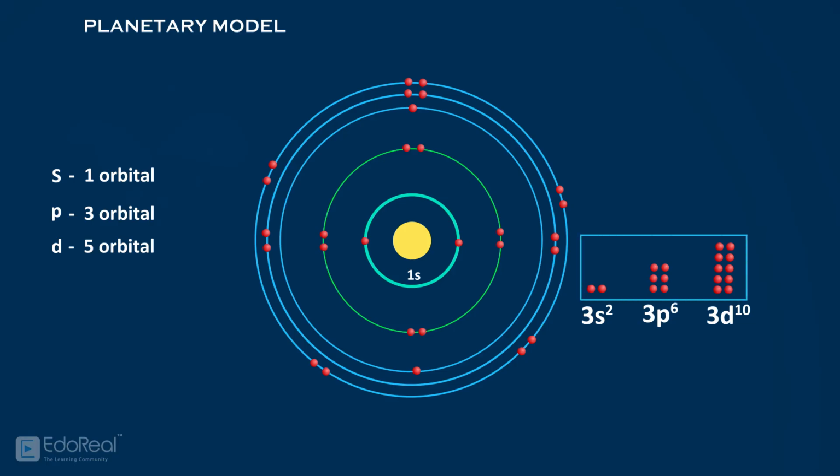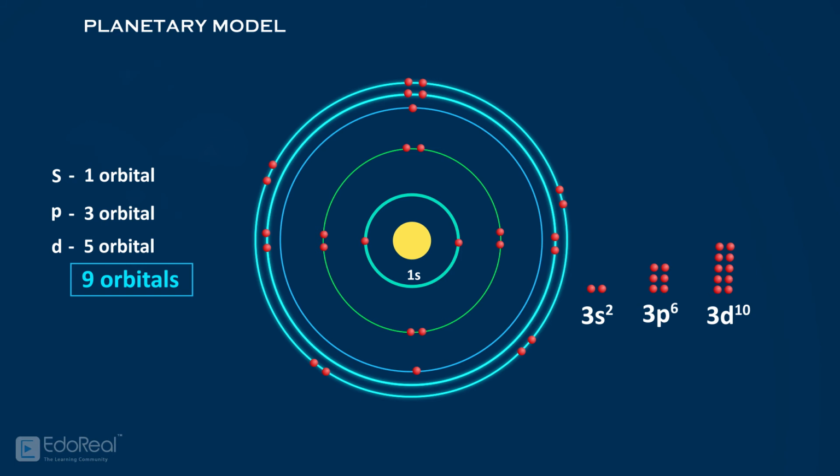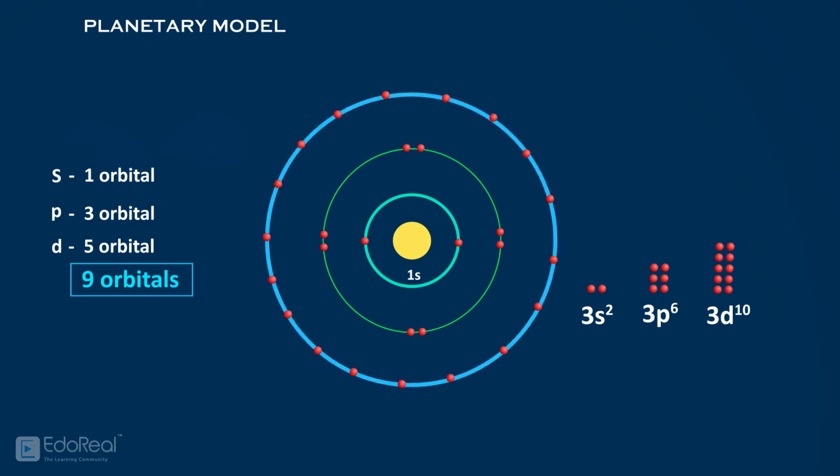Hence, these 18 electrons are spaced in 9 orbitals, with less energy difference between them. So, collectively, the 9 orbitals are represented with a single concentric circle in the planetary model. This circle is represented with the letter M and number 3, where 3 represents the third energy level or orbit.